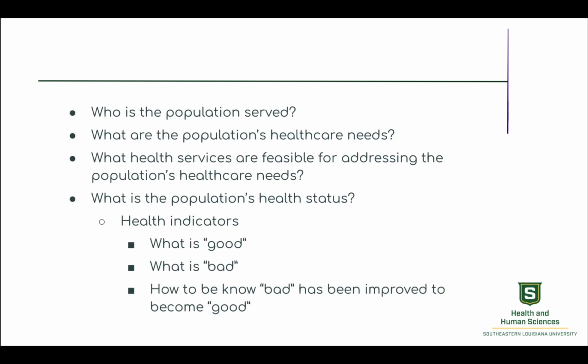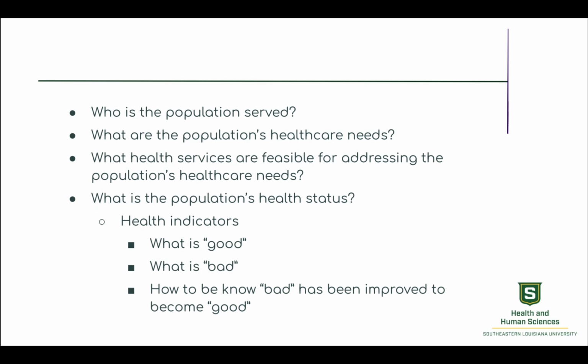And to do that, there are a few things you want to know. Who is the population for which we are having this conversation about services, and what healthcare needs do these populations actually have? And then, what services are available, and can these services actually address the needs of the population? And then we need to know what the population's health status is: what is it presently, where do we want it to be, and to understand this part, we will be looking at health indicators or metrics.